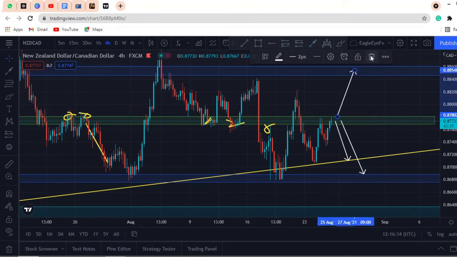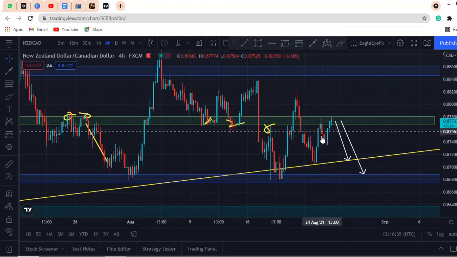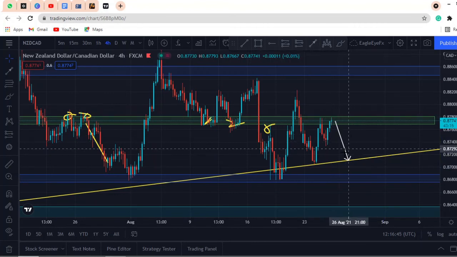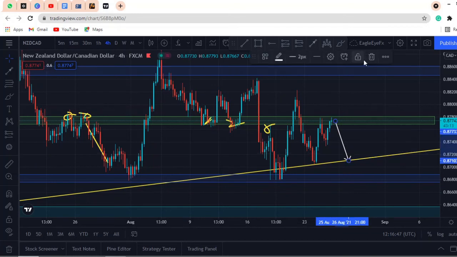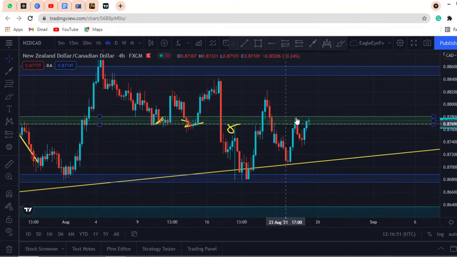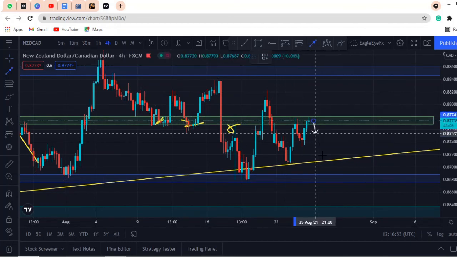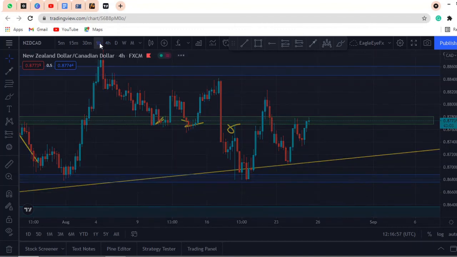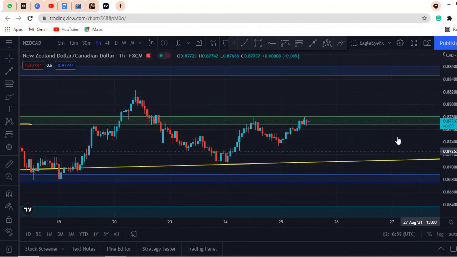But from what I can see as of now, the market has pushed down. It came to do some retest, trying to find momentum to push, and it has formed something like a double top on the 4-hour time frame. And you see that here I'm interested in sales. Let's go to the 1-hour time frame and see if we can see more confirmation.